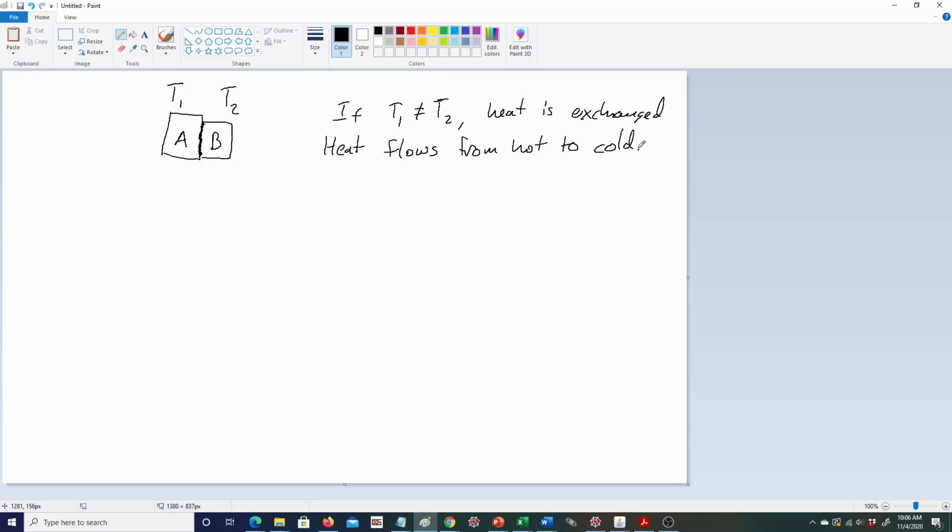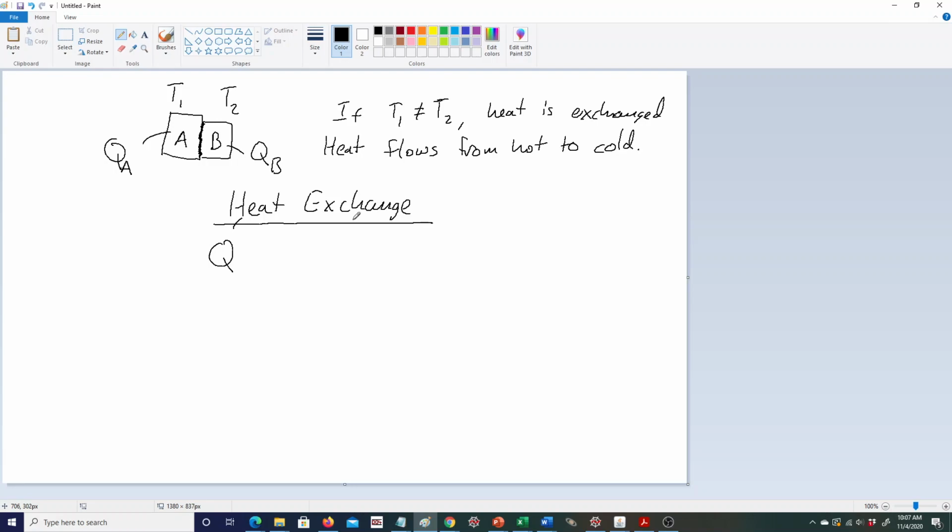But in any case, one of the things that your book starts to mention right away is this issue of heat exchange. We denote heat by the capital letter Q. So before these two objects, before A and B are brought into contact with each other, we can say that object A has some heat QA, object B has some heat QB.